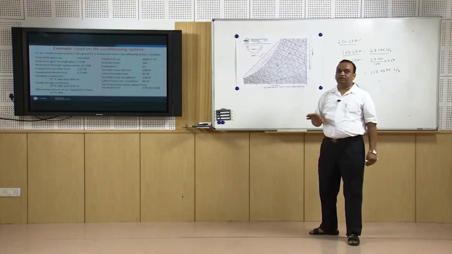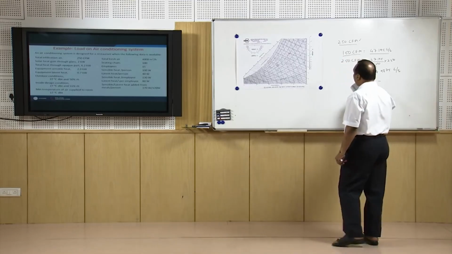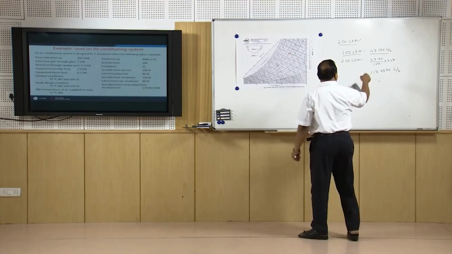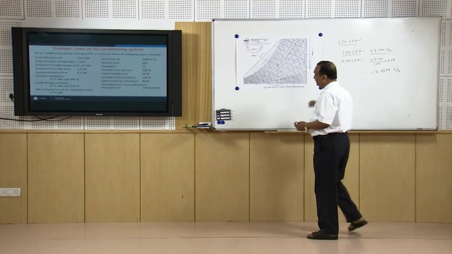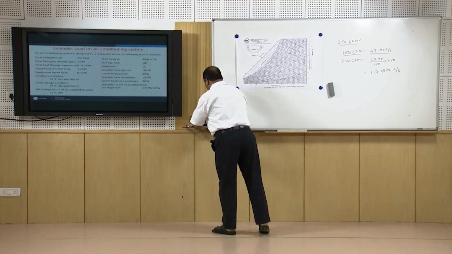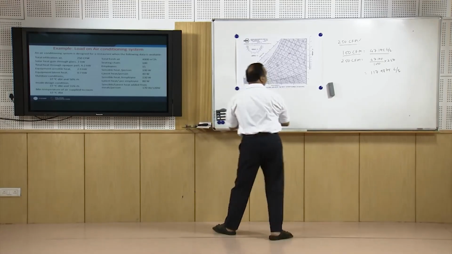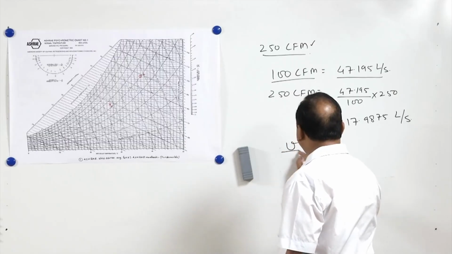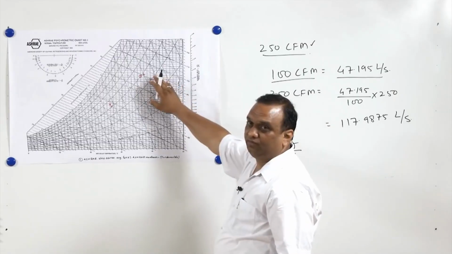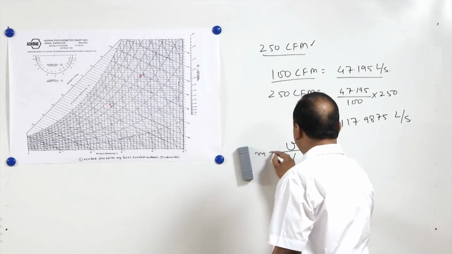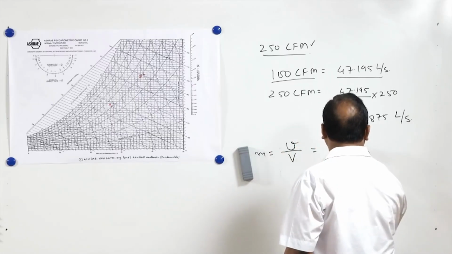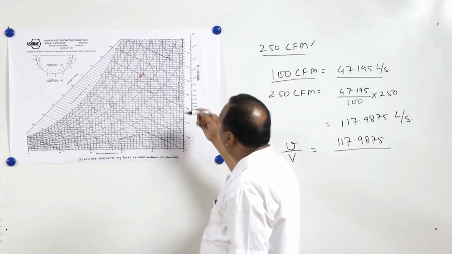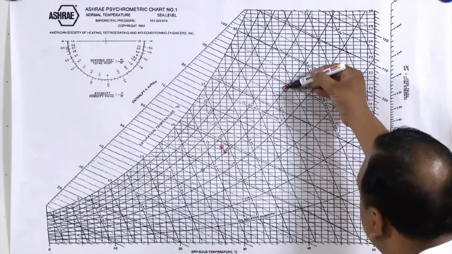In order to find the sensible heat and latent heat, we need the mass flow rate of air which is coming into the room. So already we have the volumetric flow rate, and when it is divided by the specific volume of air which is entering the room, we will get the mass flow rate. So mass flow rate is 117.9875 divided by the specific volume of air at outdoor condition.